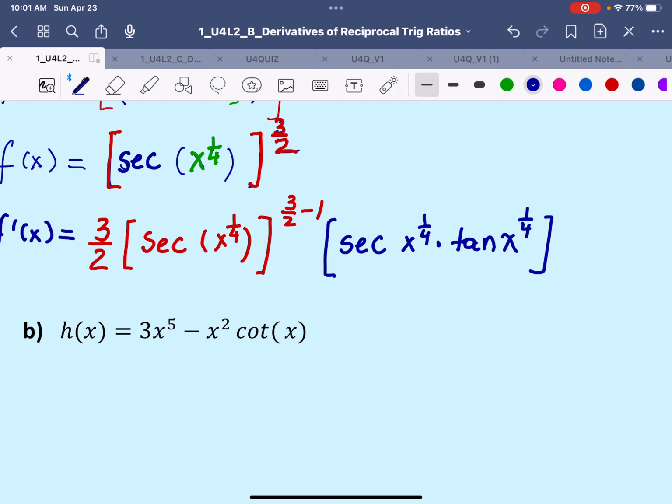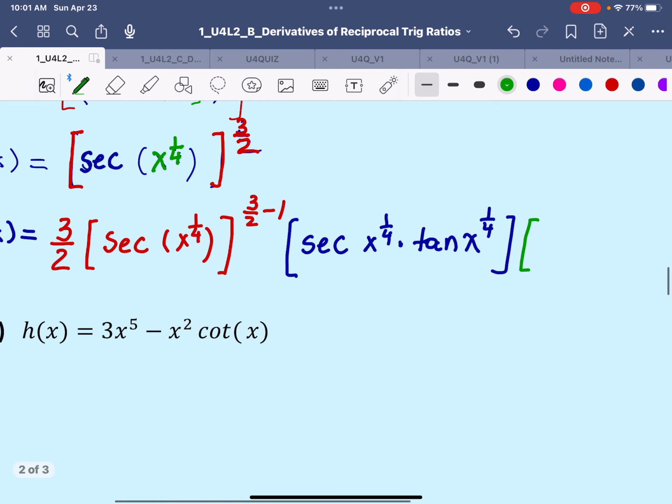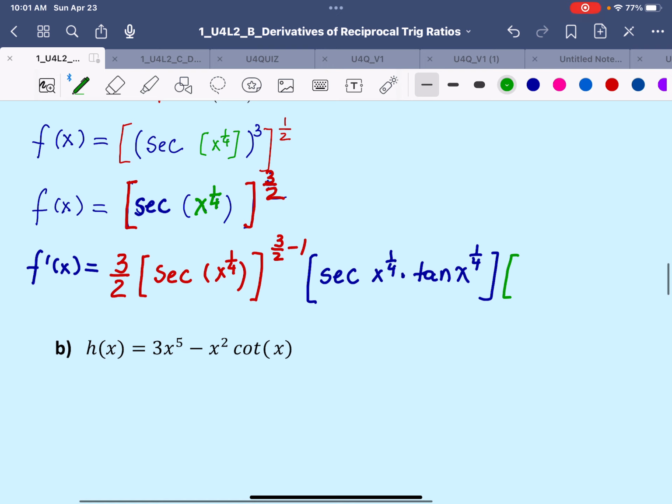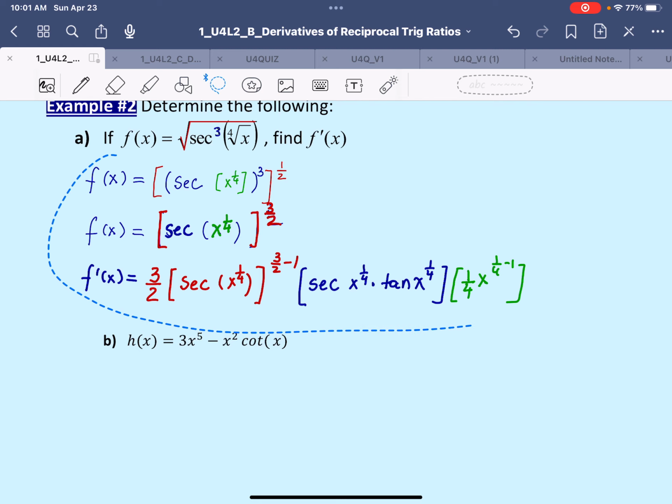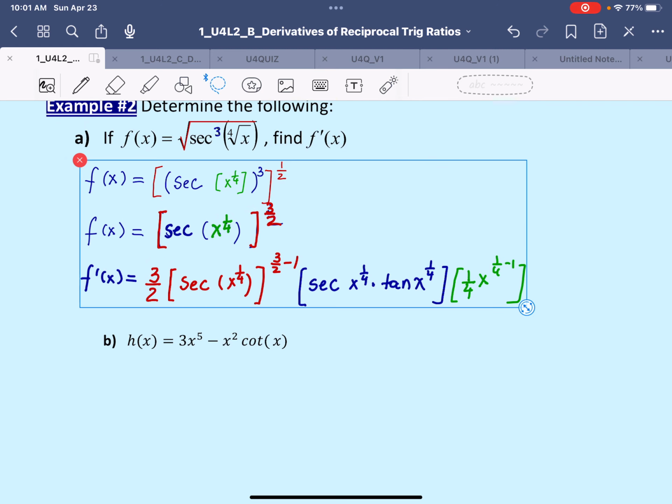Now, once we have differentiated the second chain, we are going to look into the very inside of this function, which is x to the power 1 over 4. So the derivative of x to the 1 over 4 is 1/4 x to the power of 1 over 4 minus 1, just the power rule. So let's see what we have created in here. I'm going to have to make this a tiny bit smaller, sorry. Here we go.